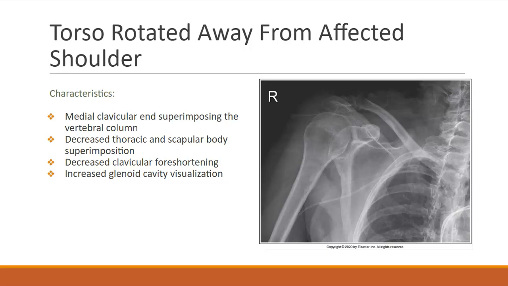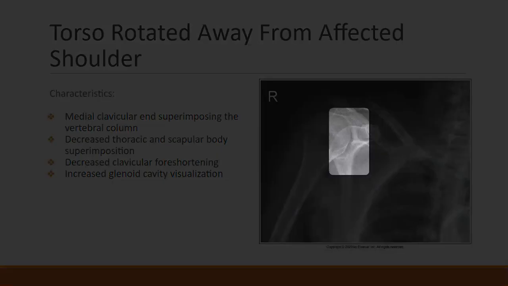On the other hand, when the torso is rotated away from the affected shoulder, the medial clavicular end shifts to superimpose the vertebral column. In this position, there is decreased superimposition of the thoracic structures and the scapular body, providing a clearer view of the scapula. The clavicle will appear less foreshortened, and the visualization of the glenoid cavity increases.